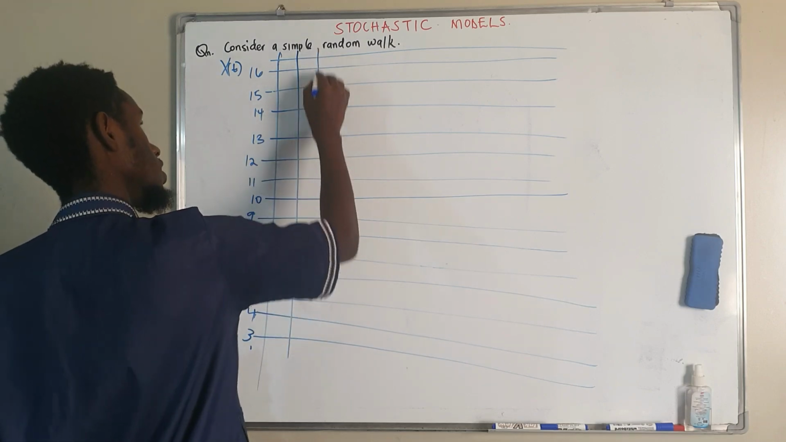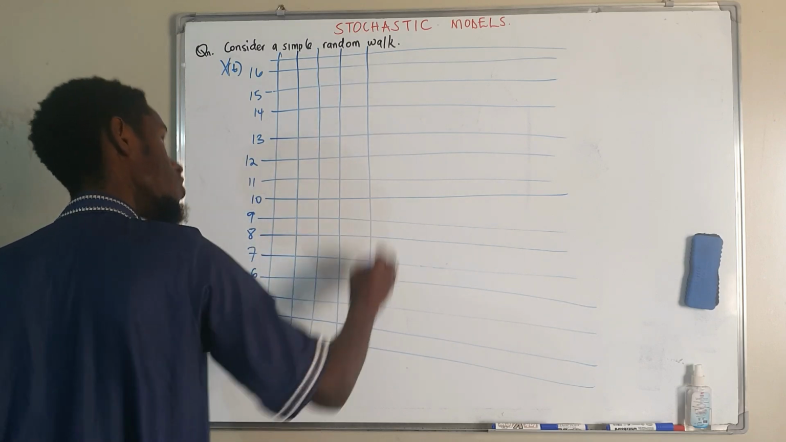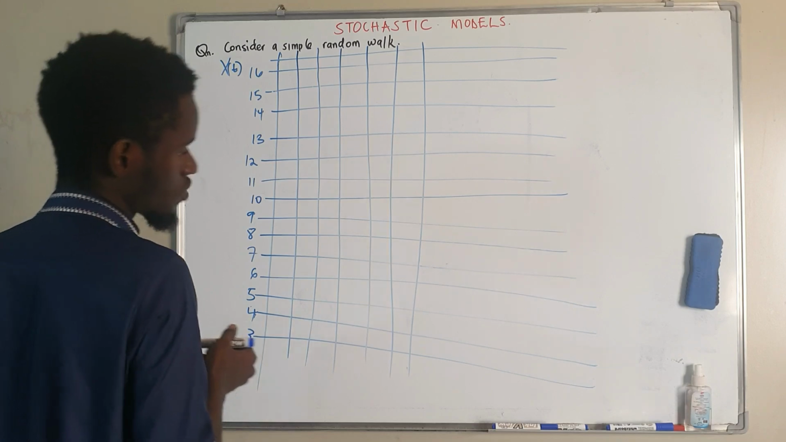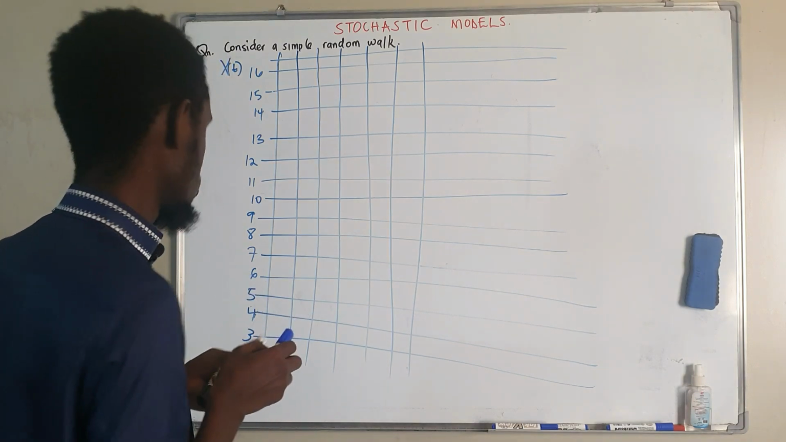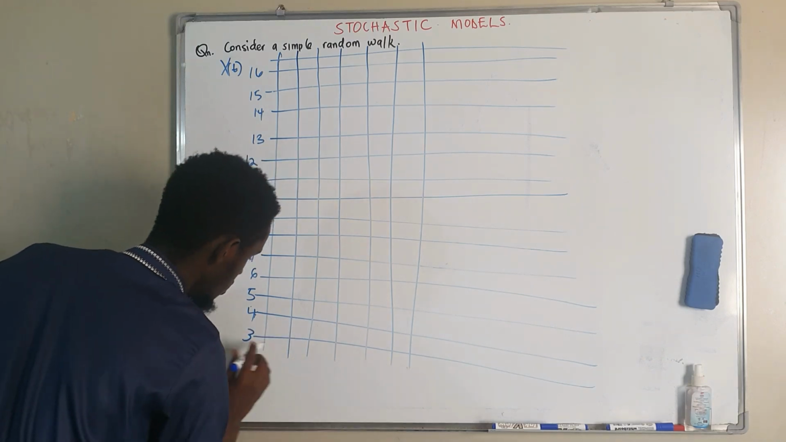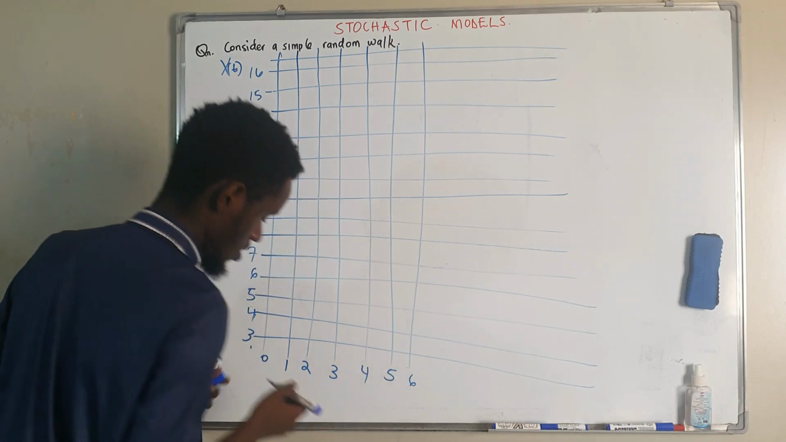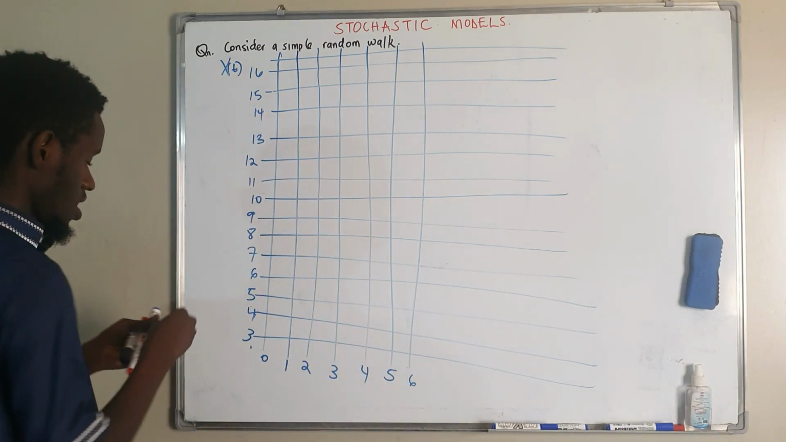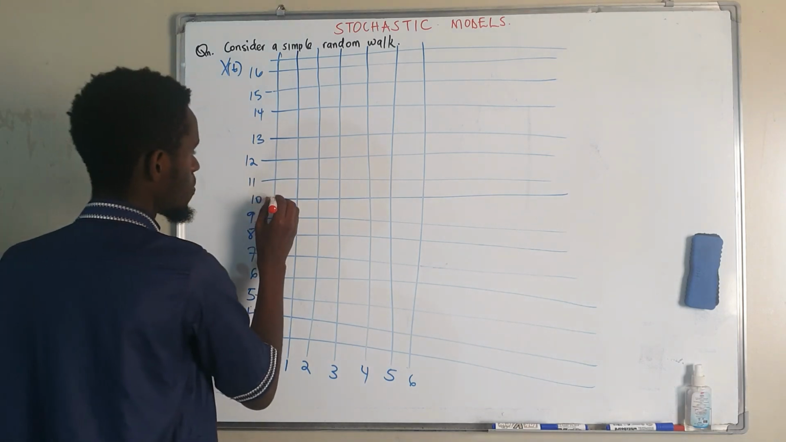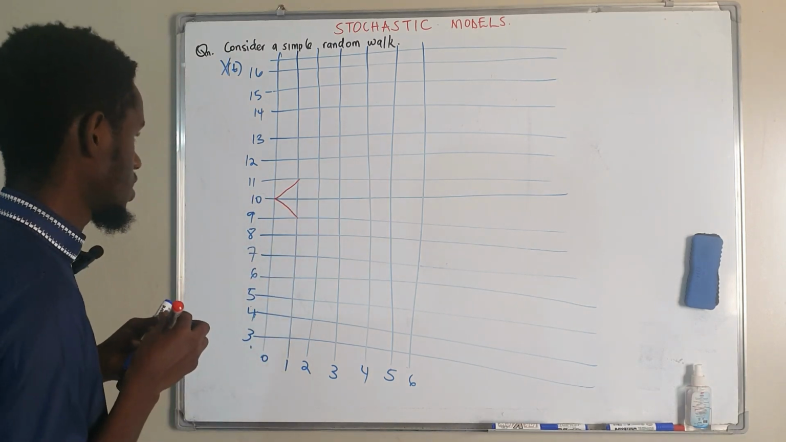If this is 1, 2, 3, 4, 5, and then 6. But remember, they want us to have the possible paths of x equals 5. If this is 0, 1, 2, 3, 4, 5, and then a 6 this side, and our x naught is 10. Then I'm moving from x naught, which is 10. I can move up by positive 1, or move down by 1. That's the first step there.